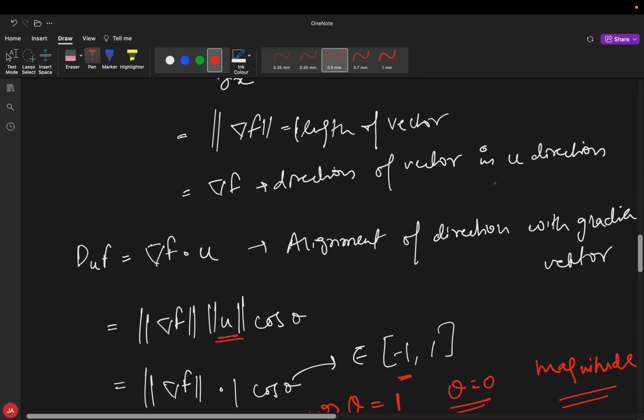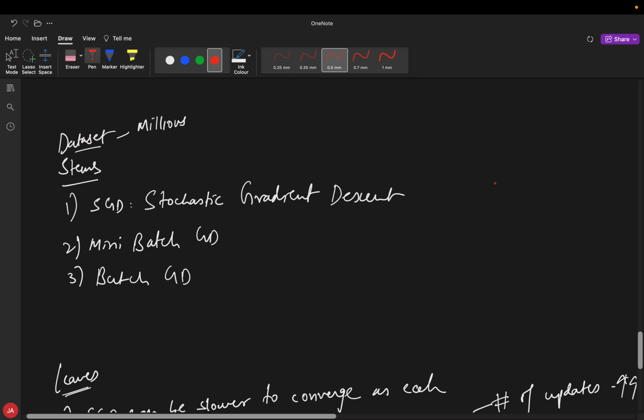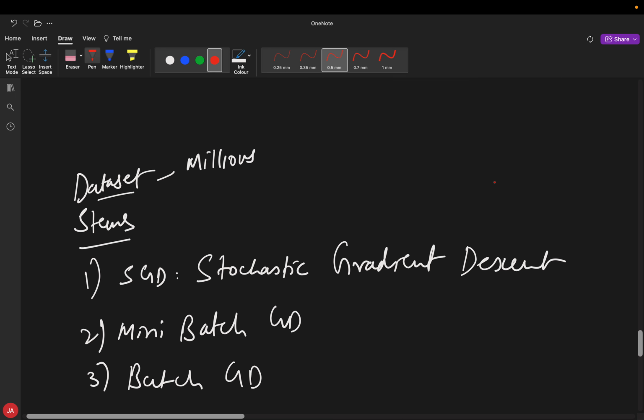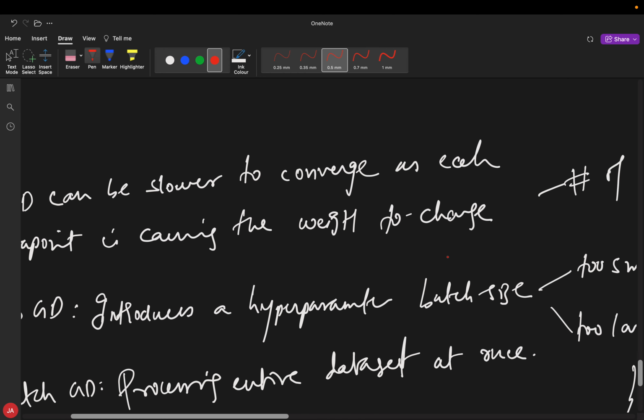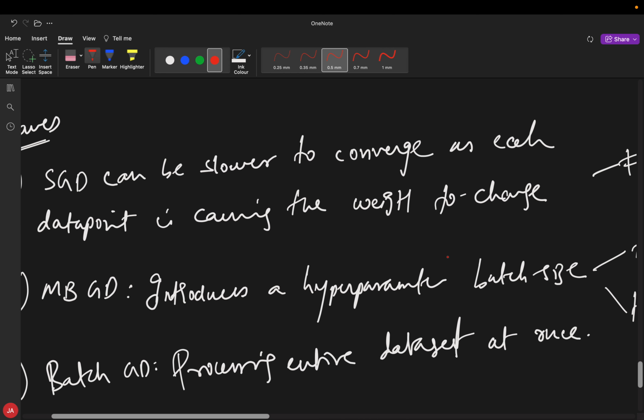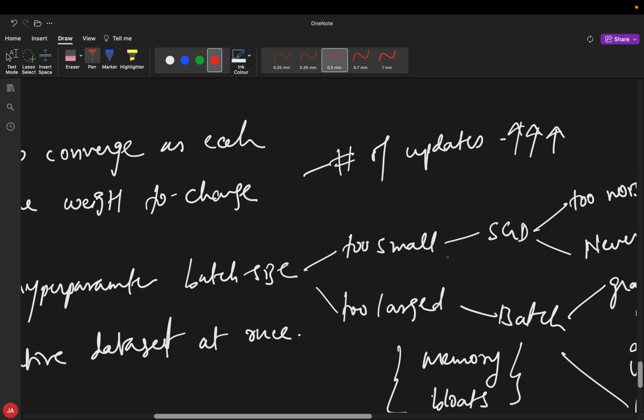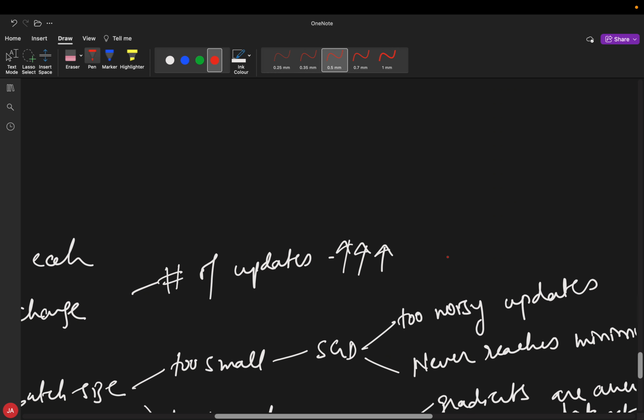So this is the gradient descent, which is used across many algorithms. There are many types of gradient descent used in industry. One is SGD, second is batch, and third is mini batch. Let us discuss them one by one. SGD can be slower to converge as each data point is causing the weight to change. So the number of updates is higher, as the number of updates is equal to the number of samples, because each sample is causing my weights to change.